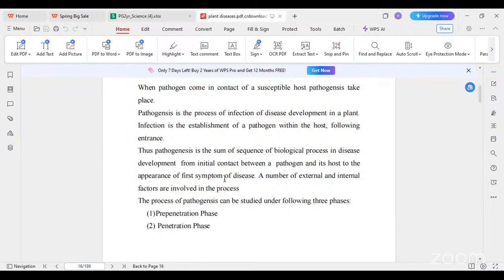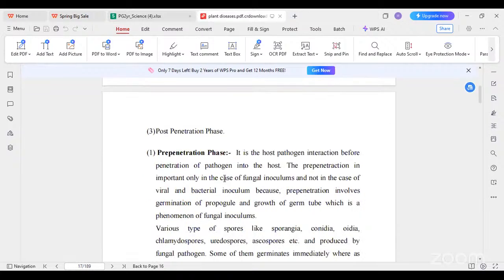from initial contact between a pathogen and its host to the appearance of the first symptom of the disease. A number of external and internal factors, such as the pre-penetration phase, penetration phase, post-penetration. These three phases are most important to the interaction of the host and pathogen.